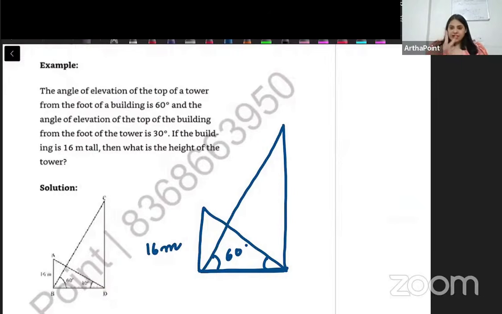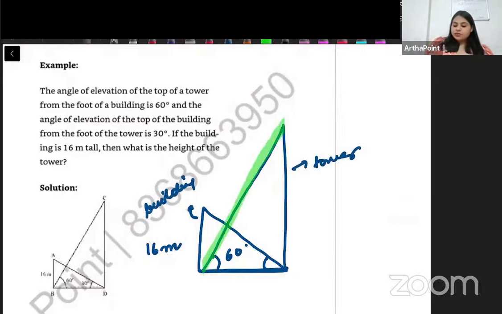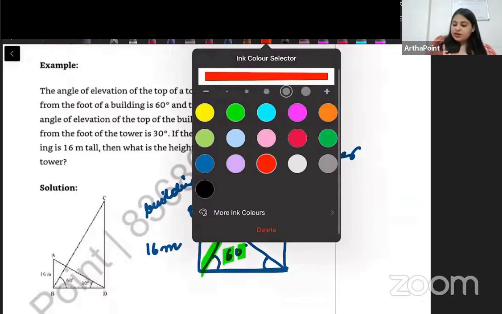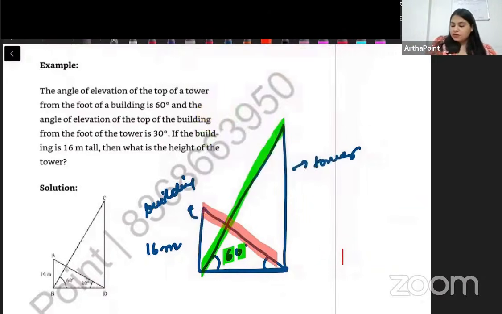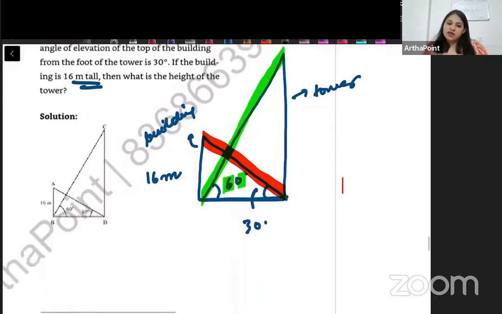So there are two things, one building and one tower. First we said the top of the tower; this is the building. This is the tower. Top of the tower to the foot of the building, beta, this is 60 degrees. Top of the building to the foot of the tower, beta, this is 30 degrees. The building is 16 meters tall. Now it is asking what is the height of the tower.